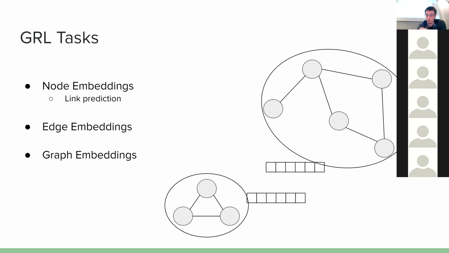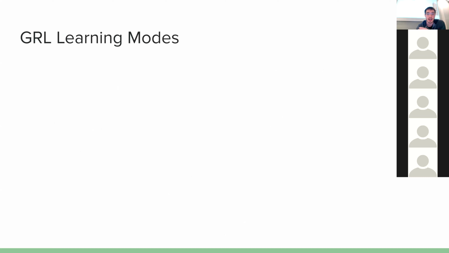But then, to go back to what Vanges was asking, how do we actually train our embeddings? How do we actually come up with the good embeddings that allow us to solve our tasks? For this, there are different modes, different ways that graph representation learning can actually learn the correct embeddings.